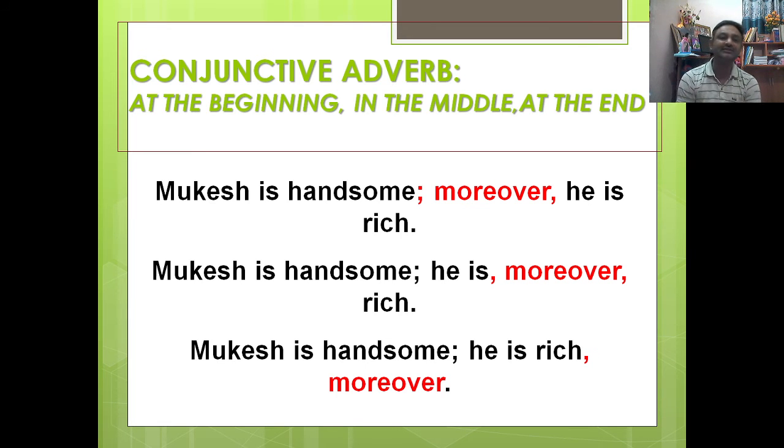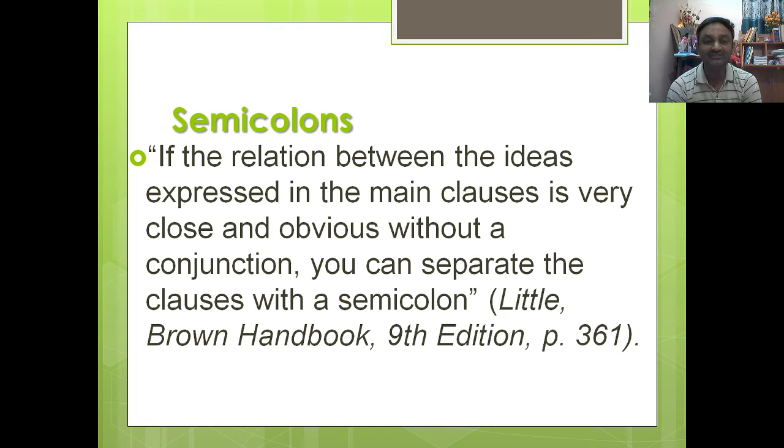The same sentence has been taken. Mukesh is handsome, moreover he is rich. So the conjunctive adverb is placed at the beginning, in the middle and at the end. A semicolon really plays a very vital role. According to Little Brown, I quote, if the relation between the ideas expressed in the main clauses is very close and obvious without a conjunction, you can separate the clauses with a semicolon. Unquote.